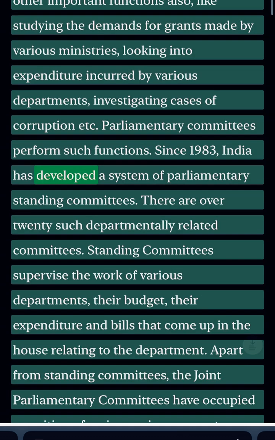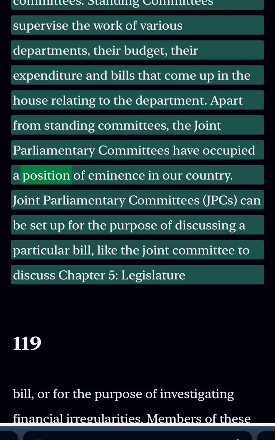Since 1983, India has developed a system of parliamentary standing committees. There are over 20 such departmentally related committees. Standing committees supervise the work of various departments, their budget, their expenditure and bills that come up in the House relating to the department. Apart from standing committees, the joint parliamentary committees have occupied a position of eminence in our country.